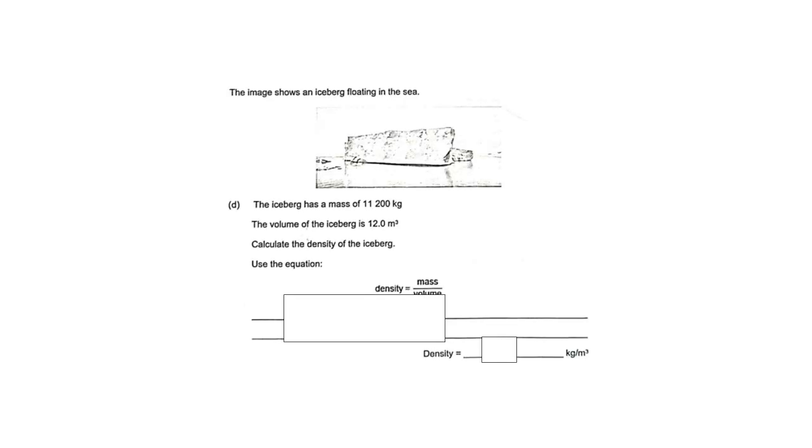The image shows an iceberg floating in the sea. We know the mass of the iceberg and the volume. Calculate the density using the equation density equals mass divided by volume. So the mass is 11,200, the volume is 12, therefore the density is 933 kilograms per meter cubed, which is slightly less than water. Liquid water has a density of 1,000 kilograms per meter cubed, and that's why the iceberg is going to float.